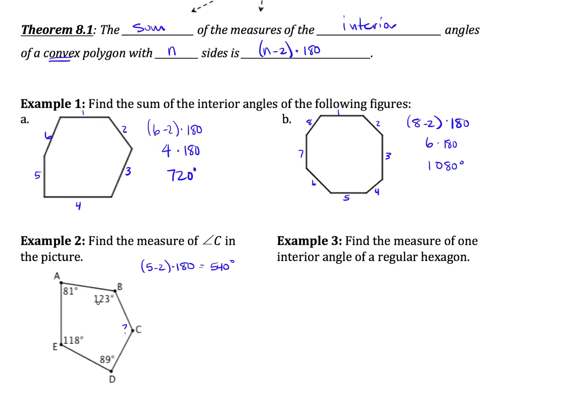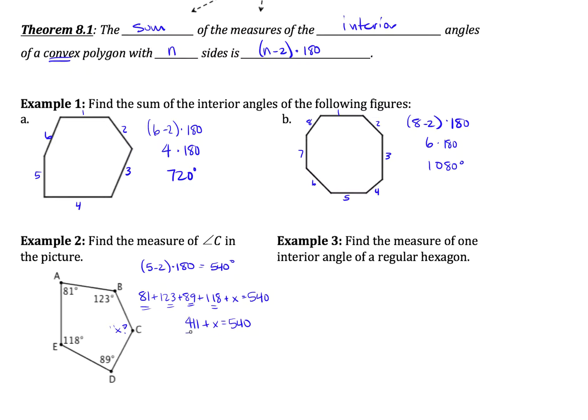I'm going to set up an equation where I'm going to call this missing angle x. So I'm going to say that 81 plus 123 plus the 89 that I know, plus the 118 that I know, plus the x that I don't know, needs to come out to be 540. If I combine these four like terms, that gives me 411. So I know 411 plus x needs to be 540.